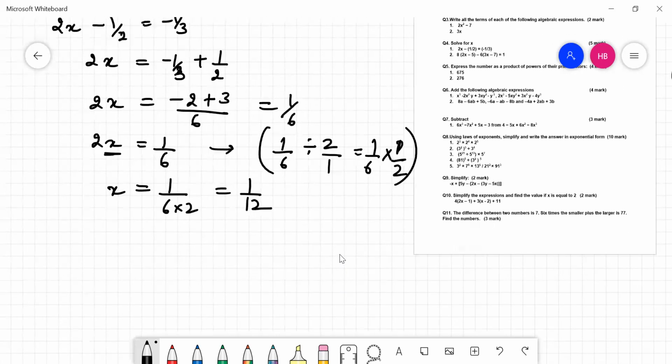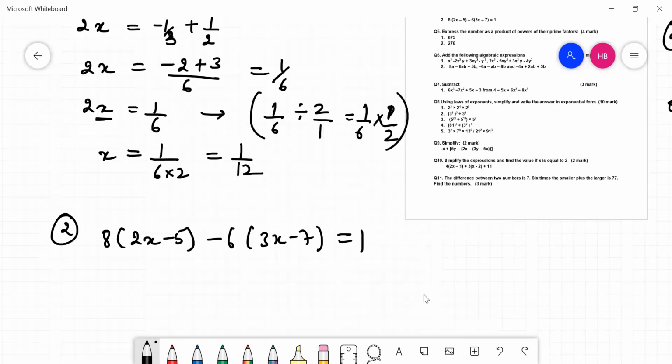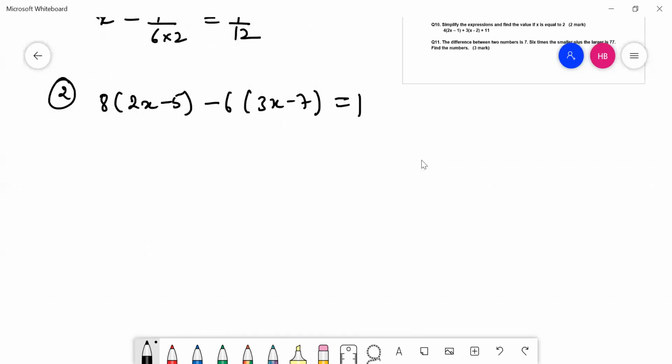Now, question number 4, second part. Let's see how we have to do it. 8 into 2x minus 5, minus 6 into 3x minus 7 is equal to 1. This is a tricky question. So first of all, our step 1 is to open the brackets if there are any. I can see that there are brackets, so I have to apply the distributive property here. So 8 will get multiplied to 2x and also 5. So 8 into 2, 8 2s are 16x, minus 8 5s are 40.